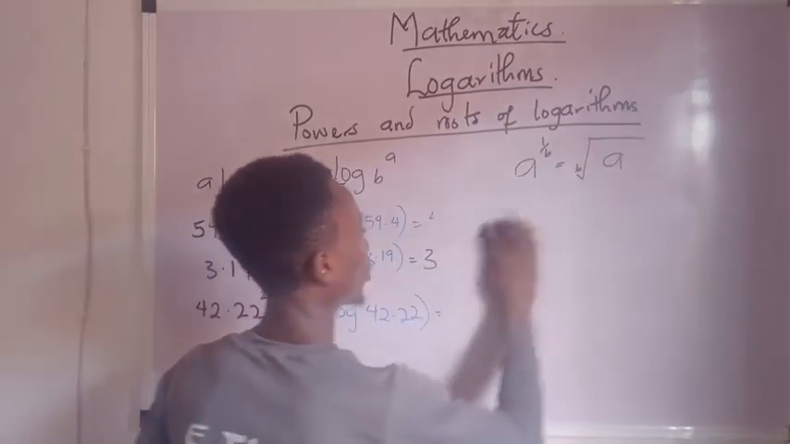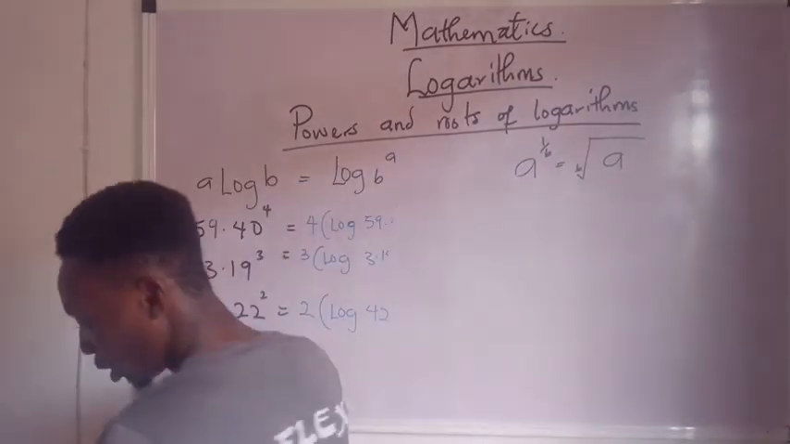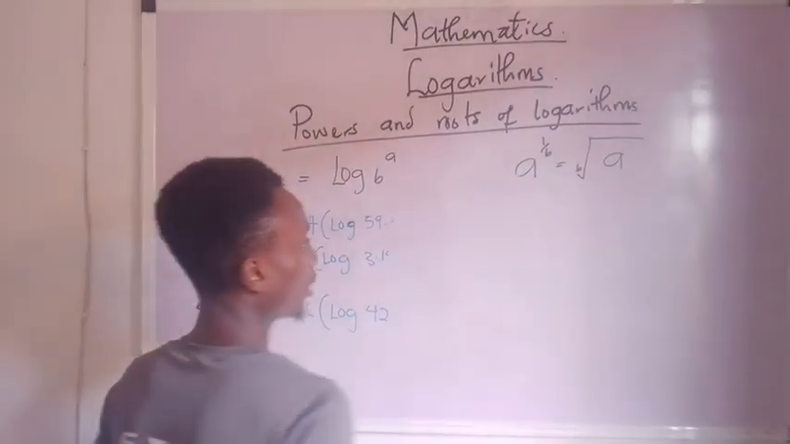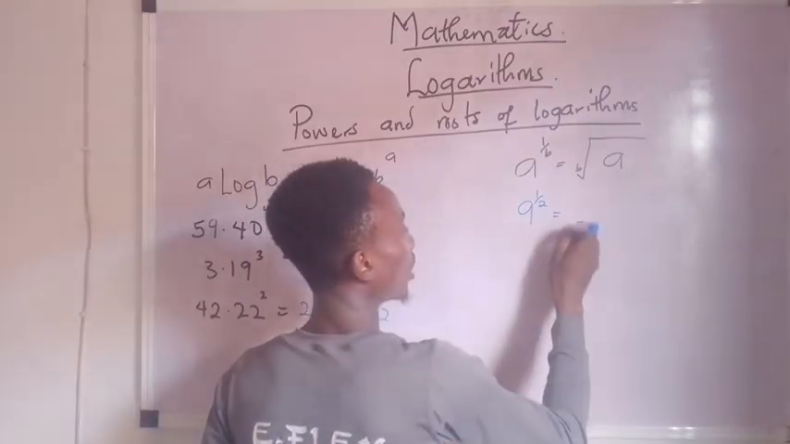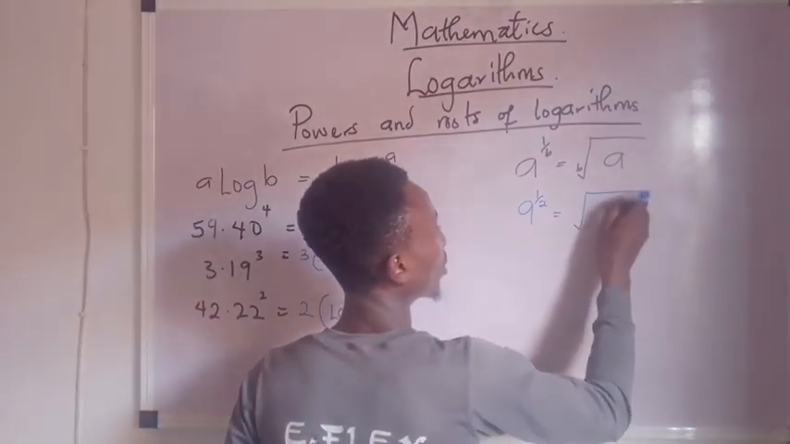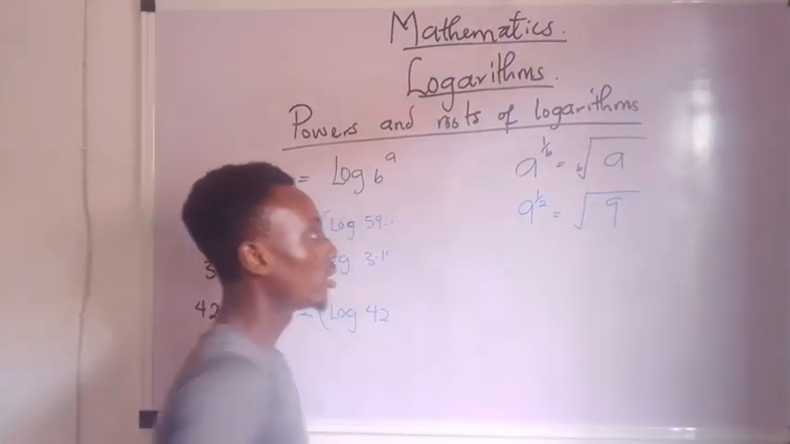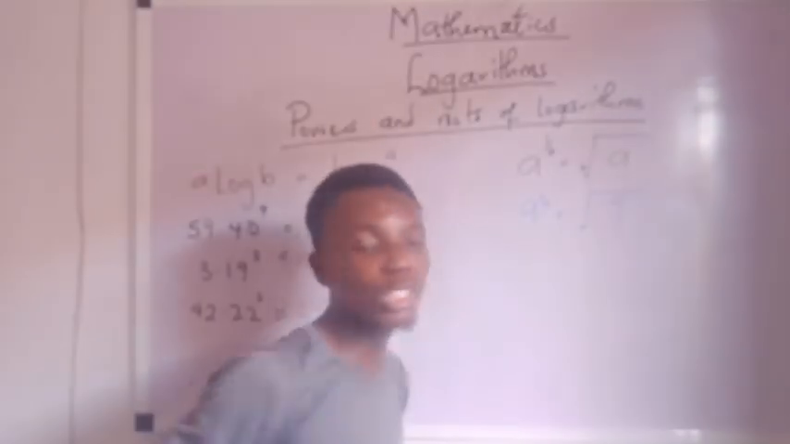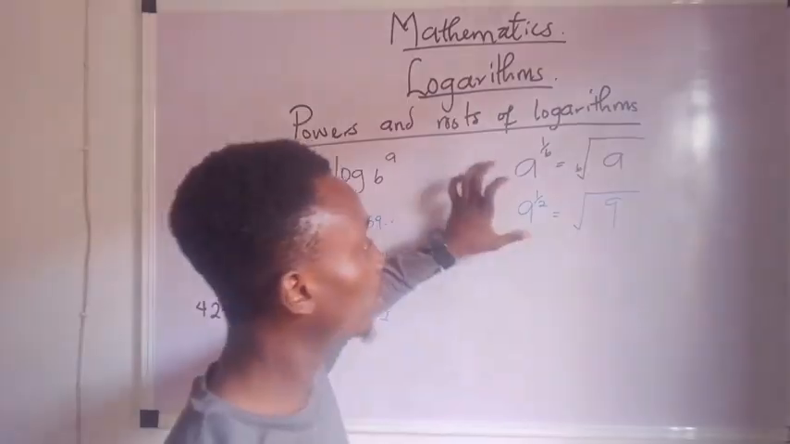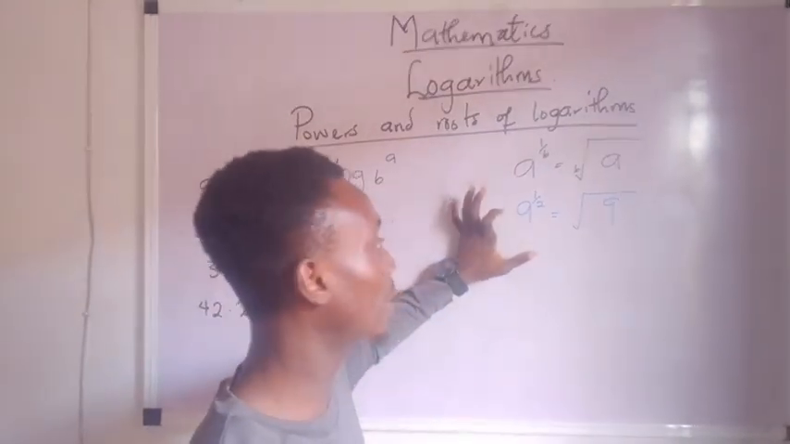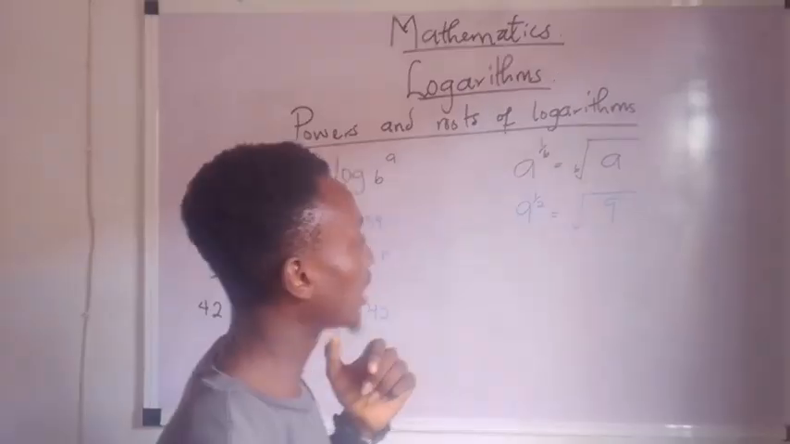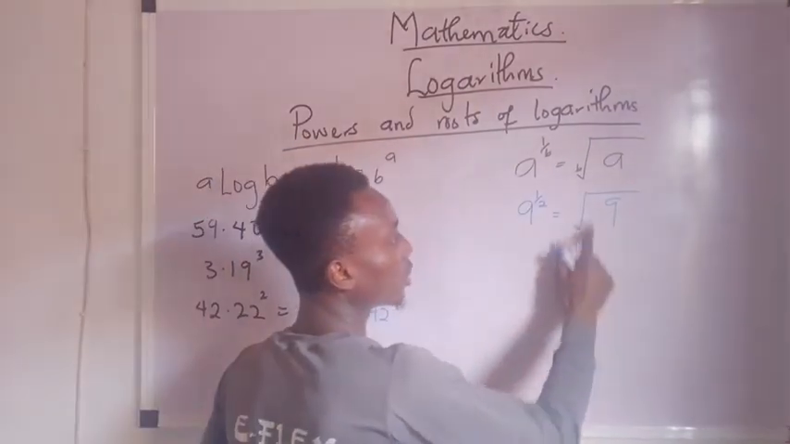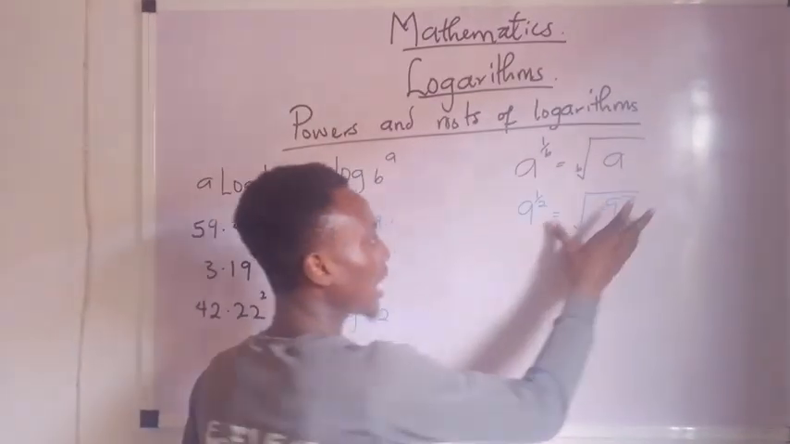Take note. So, for example, if you have 9 raised to the power 1 over 2, it's actually saying you should find the square root of 9. The reason why we don't put 2 here for square root is because we have always been solving it that way in mathematics. We just put the root sign, because this actually means square root.